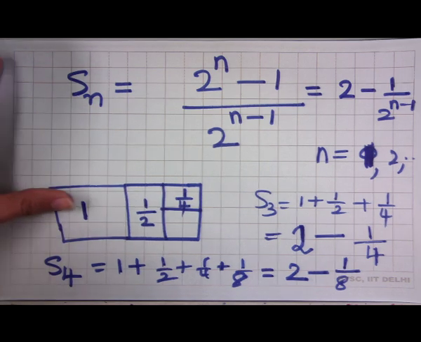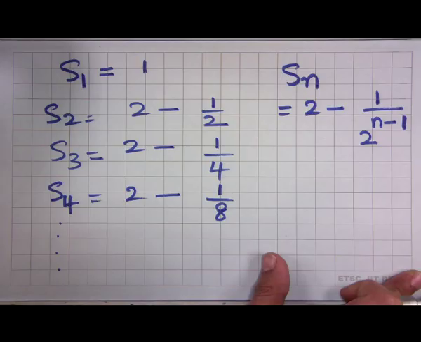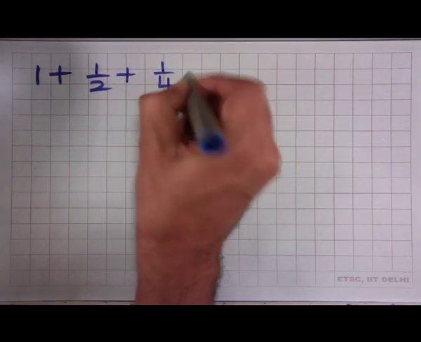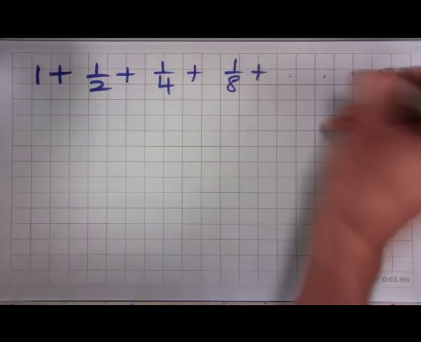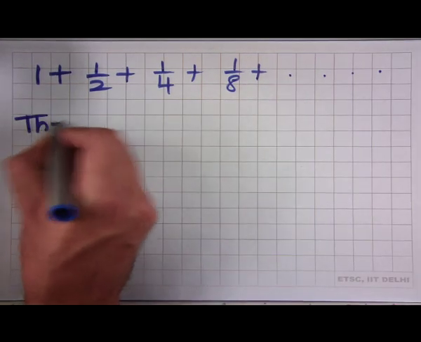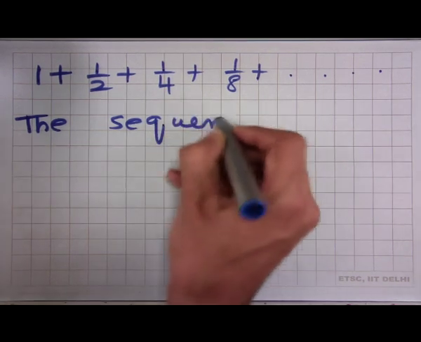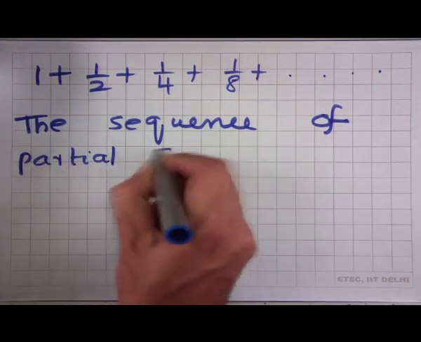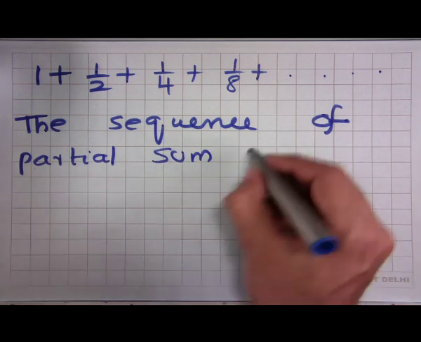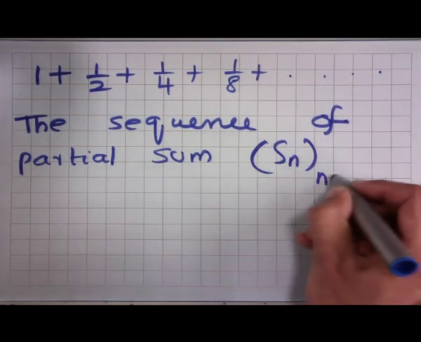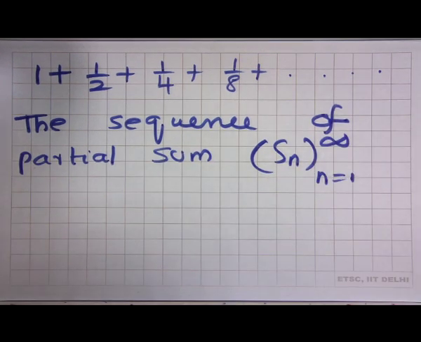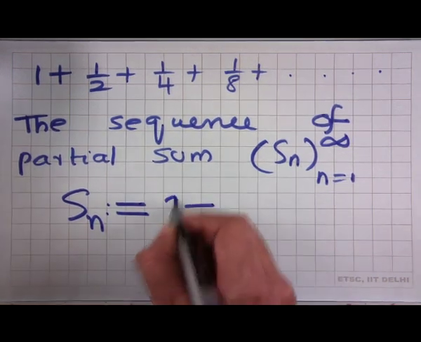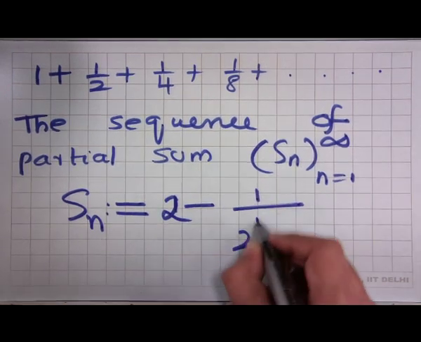Thus, for the given series, namely 1 plus 1 by 2 plus 1 by 4 plus 1 by 8 plus etcetera, the sequence of partial sums Sn, n equal to 1 to infinity, is given by Sn is equal to 2 minus 1 by 2 power (n minus 1).